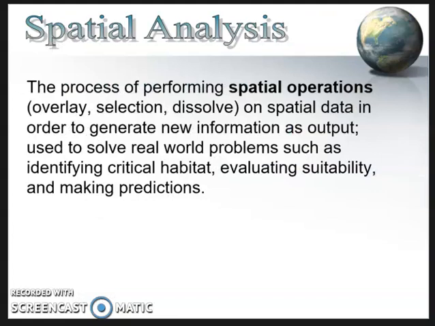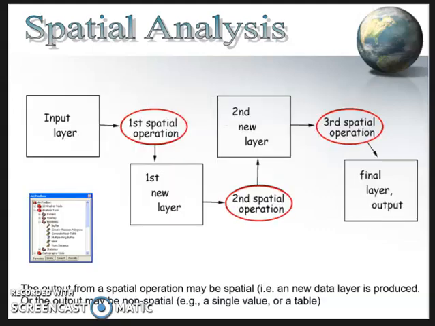So, in review from last week, we know that in the most basic form, executing spatial operations usually involves a map layer input and a map layer output. A map layer is the visual representation of geospatial data in GIS software. Solving a problem often requires a chain of spatial operations executed in a sequence. So this is another example of a graphical representation of spatial analysis.